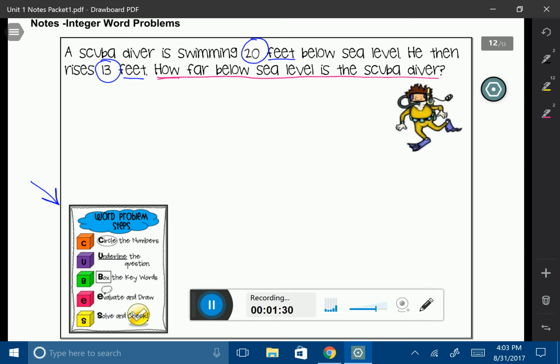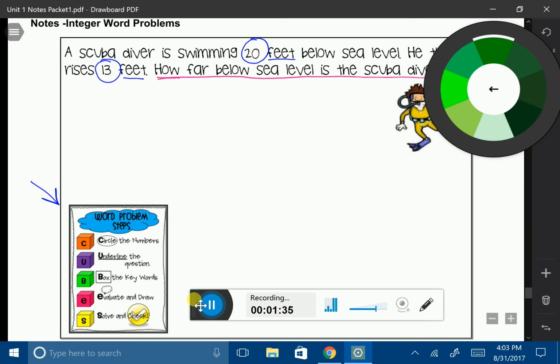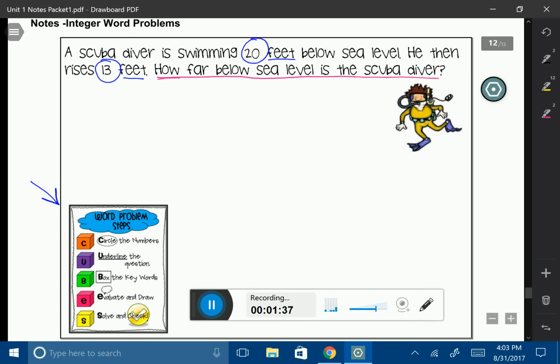Let's box some key words. I would say below is definitely going to be a key word here. And then I would also say that the word rises is another key word. Those both are words that tell us where something is located. If I think below, I would say that it's beneath. What are we talking about? Well, it's below sea level. And rises means go up.